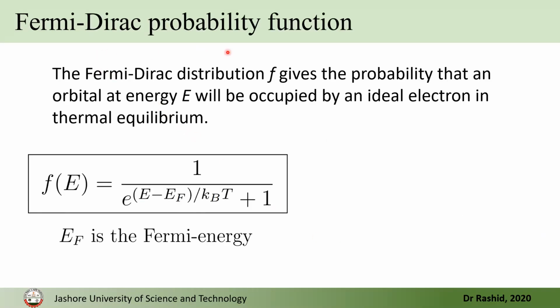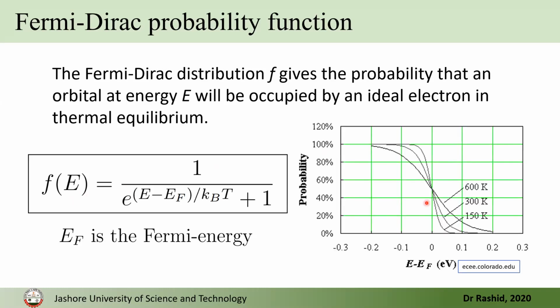Now the Fermi-Dirac probability function has this form. EF is the Fermi energy. We will talk about the Fermi energy in a second. This gives the probability of a state in the conduction band being occupied or empty. It looks like this at 0 Kelvin. Here I'm plotting E minus EF at 0 Kelvin. If T becomes 0, then the shape should be like this.